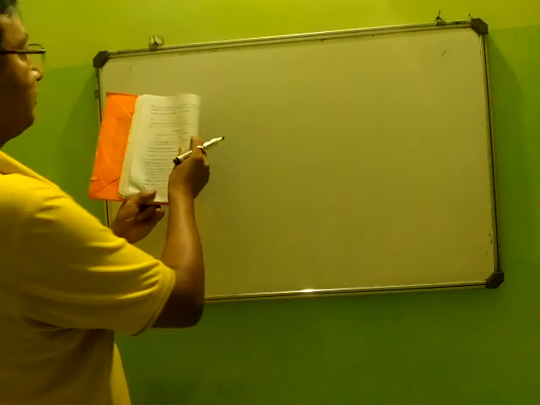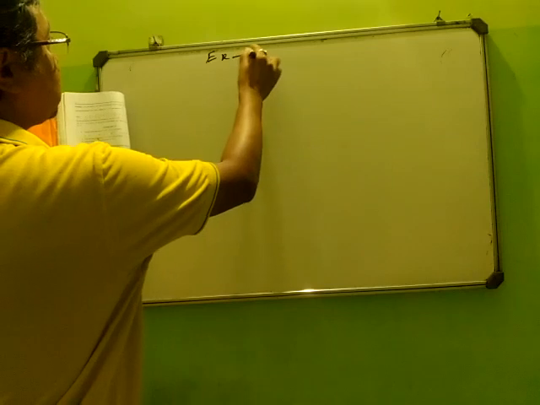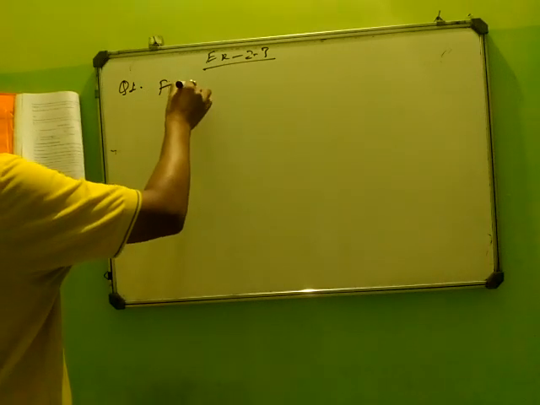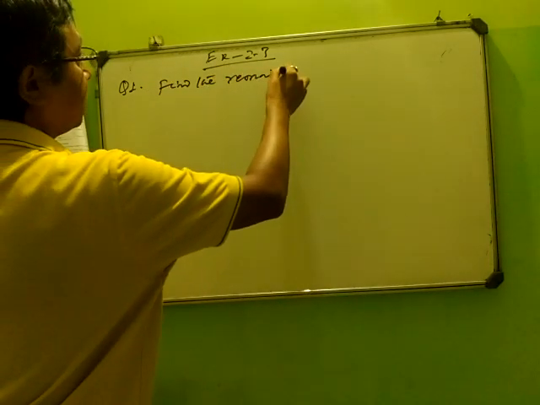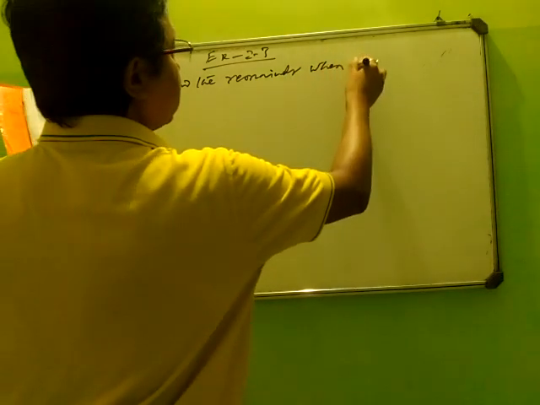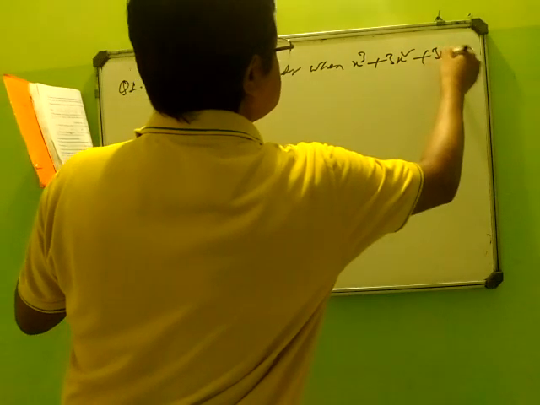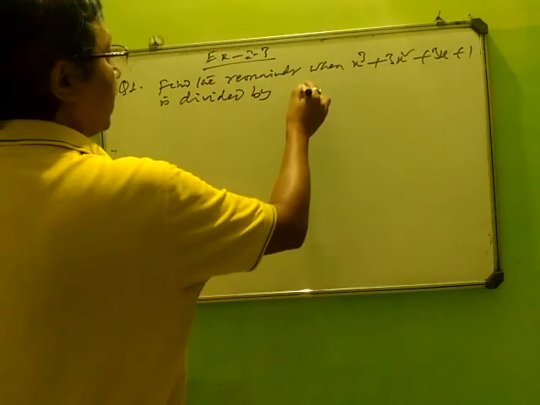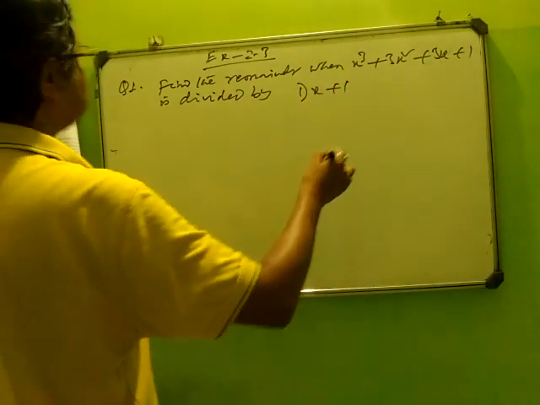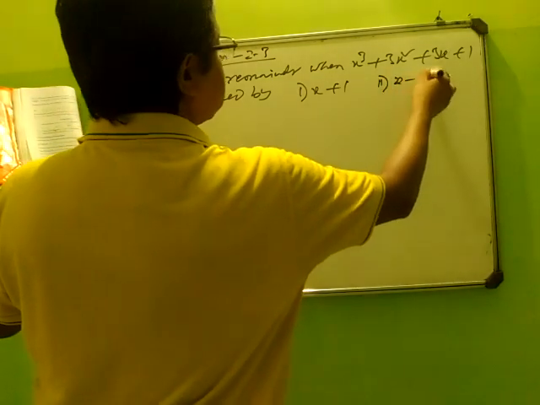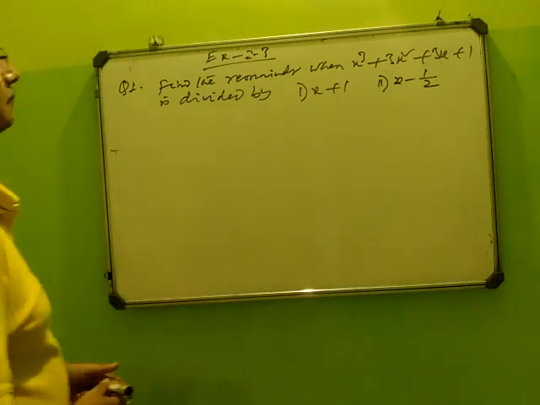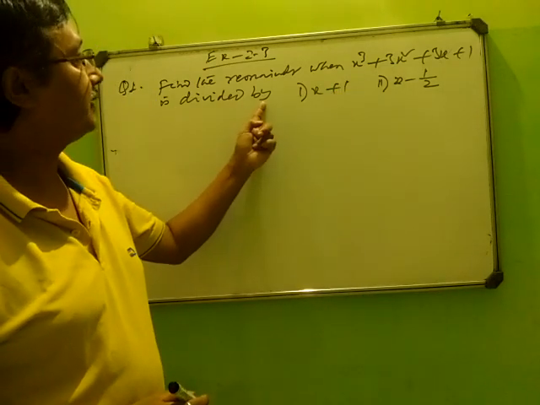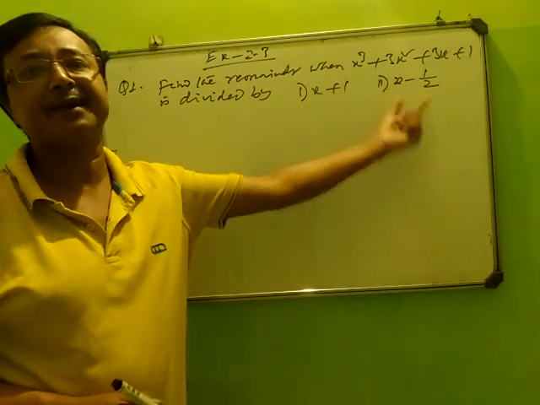Let us take textbook exercise 2.3. Question number 1 they have given: find the remainder when x cubed plus 3x squared plus 3x plus 1 is divided by number 1, x plus 1. Number 2, I will be taking one more, it is x minus half. So find the remainder when the polynomial is divided by number 1, x plus 1. Next one is x minus half.